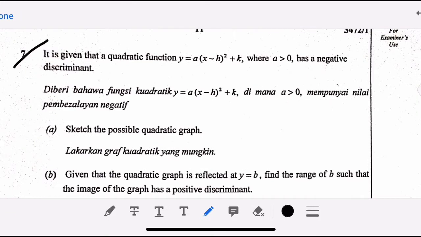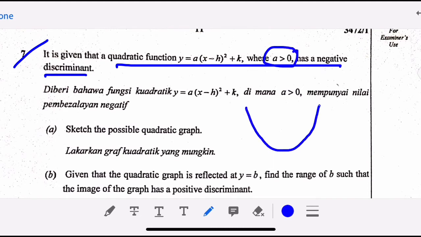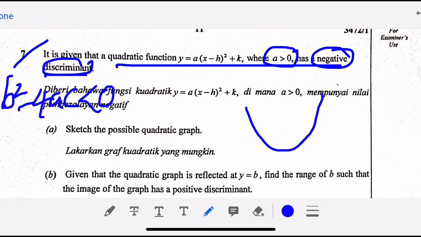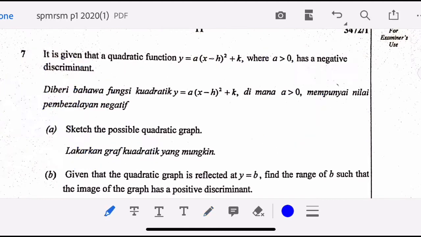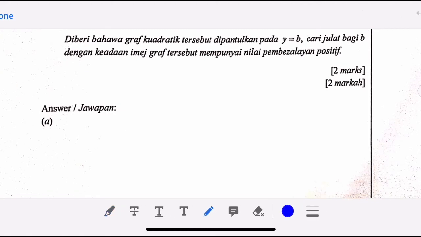Question number 7 is a bit challenging. It's given that the quadratic function where a more than 0 has a negative discriminant. a more than 0 means it's a U shape, and a negative discriminant means b squared minus 4ac less than 0, which means it has no roots. No roots means no x-intercept. So when we want to sketch, we can only sketch like this.